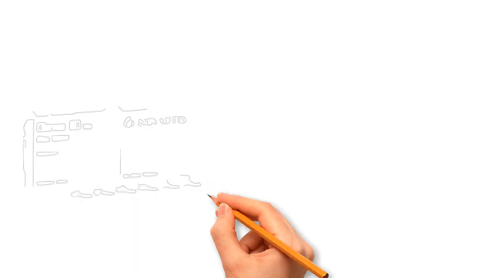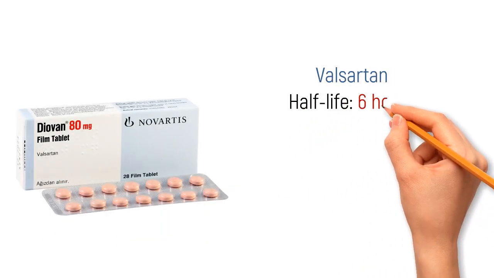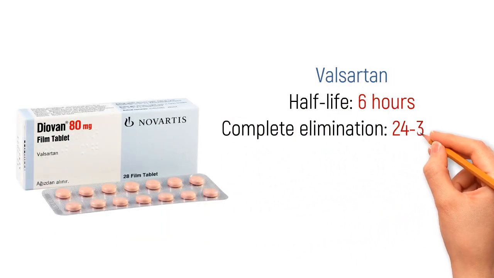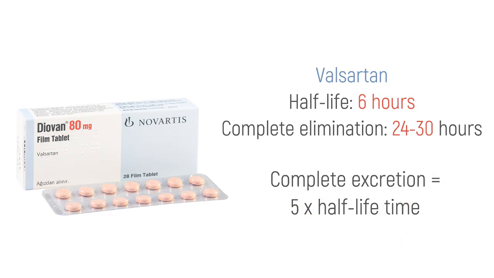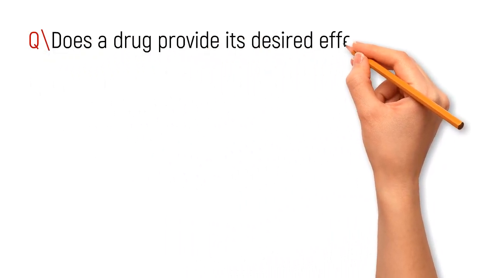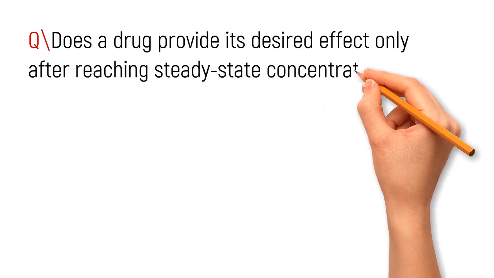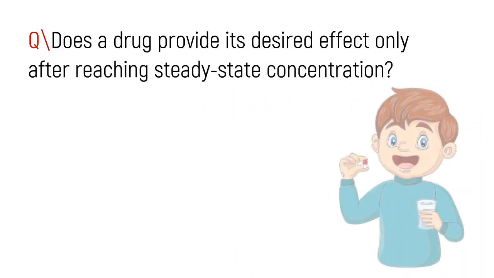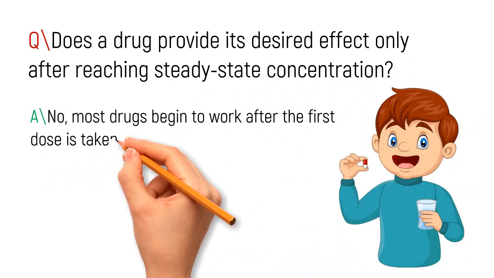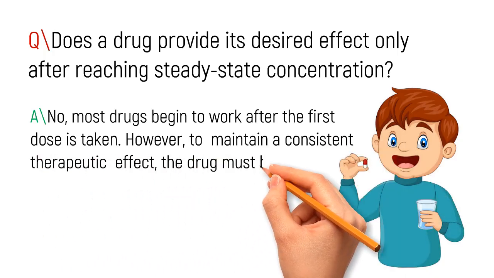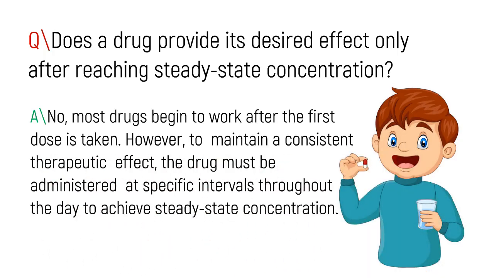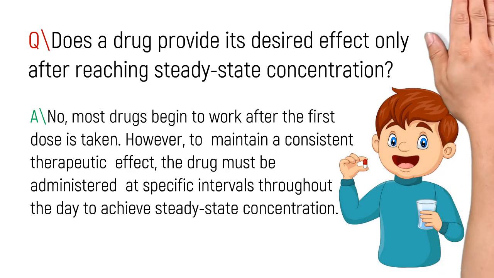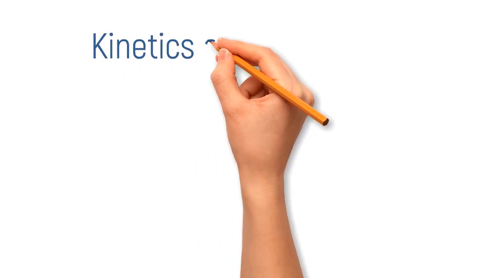This is why, for a drug like valsartan with a half-life of 6 hours, it will take approximately 24 to 30 hours for the drug after the last dose to be eliminated from the body. This raises another question. Does a drug provide its desired effect only after reaching steady state concentration? The answer is no. Most drugs begin to work after the first dose is taken. However, to maintain a consistent therapeutic effect, the drug must be administered at specific intervals throughout the day to achieve steady state concentration. Another topic we will discuss today is the kinetics of metabolism.